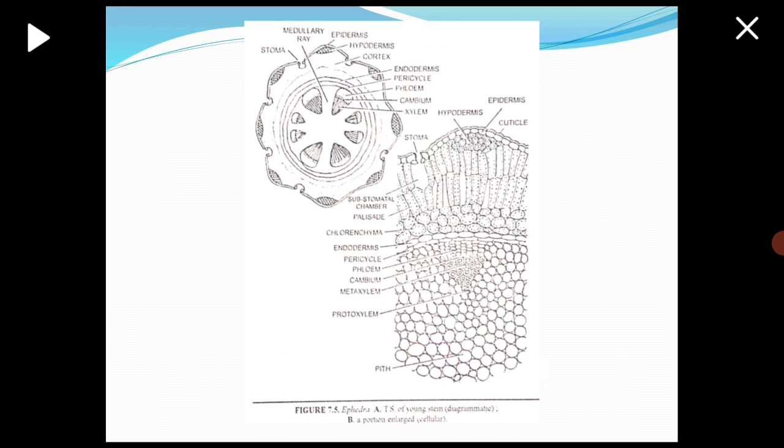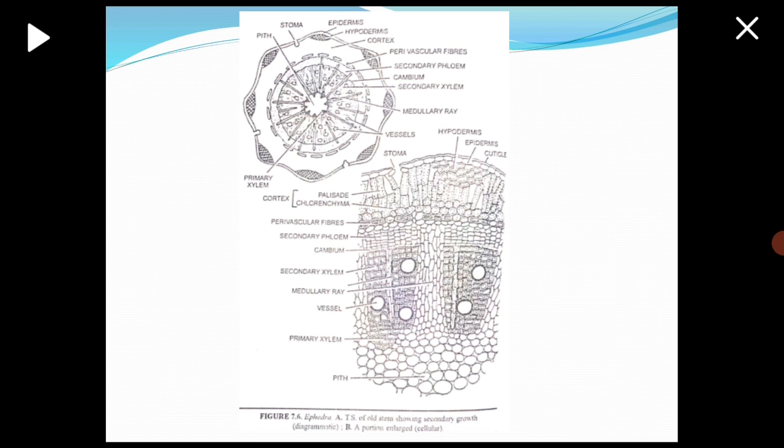In the center is the pith. The center is occupied by large parenchymatous pith. In the nodal region, the pith is composed of lignified cells which form the nodal diaphragm. Next is the secondary growth. The secondary growth is normal in the Ephedra stem.